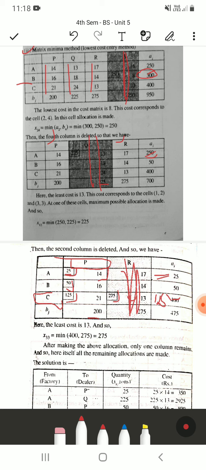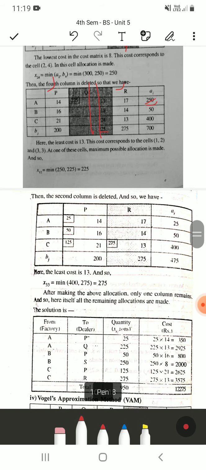So similarly here the next remaining value would be 175, and again the lowest value is 16 and here the minimum is 50. It is allocated. So in 175 you are allocating 50, so 125 is remaining. So you get 125, 125, so that has been allocated to factory P, dealer P by factory C. So the rest of the cells where allocation is not made, it is considered to be 0.